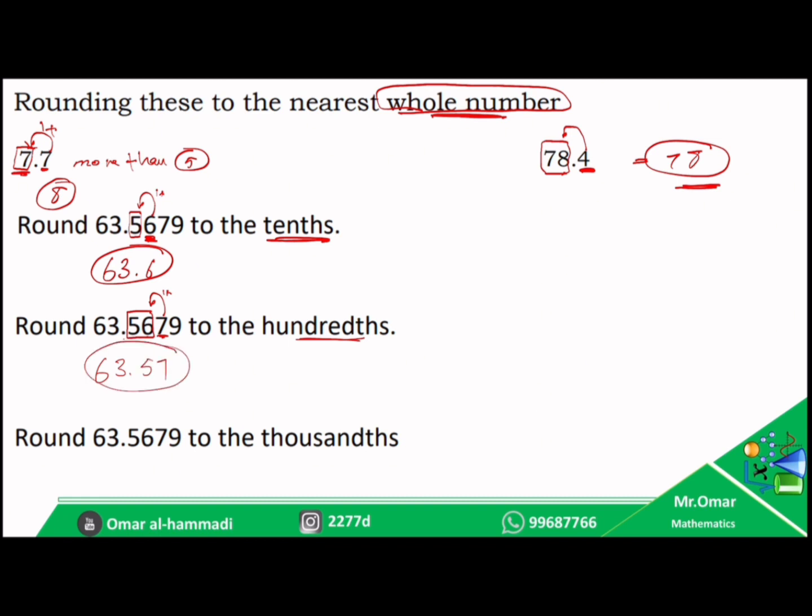Round 63.5679 to the thousandths. When we say to the thousandths, that means we will take 3 decimal places, the first 3 decimal places, and we will see the 9. 9 is more than 5, so it will give us 1. And we will say 63.568. This is the result when we round it.